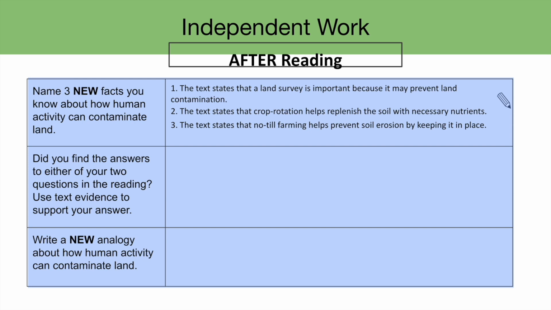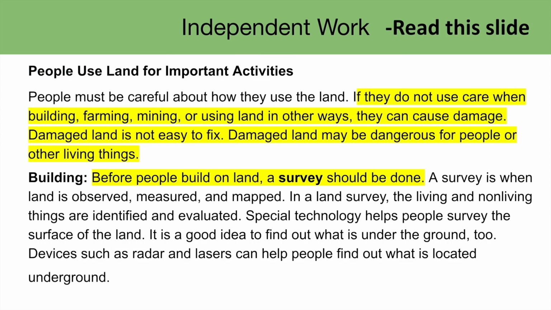Now, were you able to find answers to the 2 questions you asked earlier? Let's find out if I was able to answer my questions. How would a land survey prevent land contamination, and what can farmers do to keep soil healthy? Well, the answer to my first question is on this slide. If they do not use care when building, farming, mining, or using land in other ways, they can cause damage. Damaged land is not easy to fix. Damaged land may be dangerous for people and other living things.